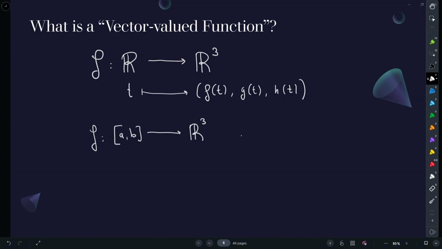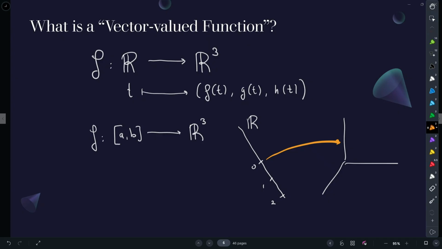So what's happening here is that I have the real numbers. Let's say here is 0 and 1 and 2, etc. And I have space. And then each one of these numbers is being sent to some vector. So 1 is sent to some other vector here, and let's say 2 is being sent to some other vector here.